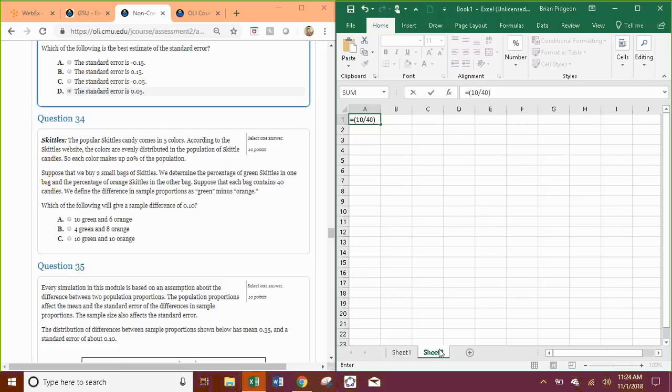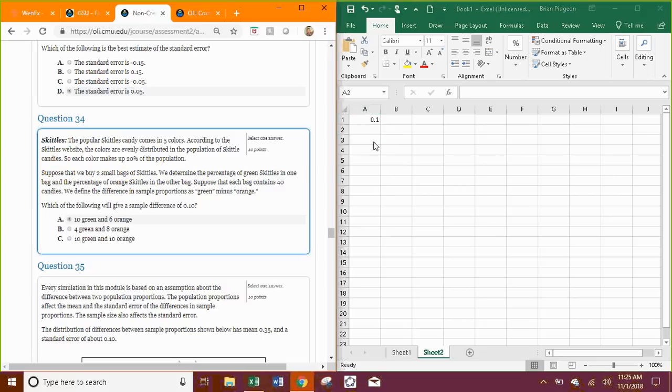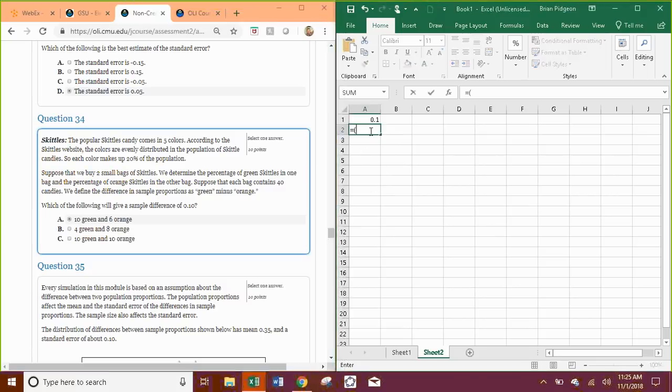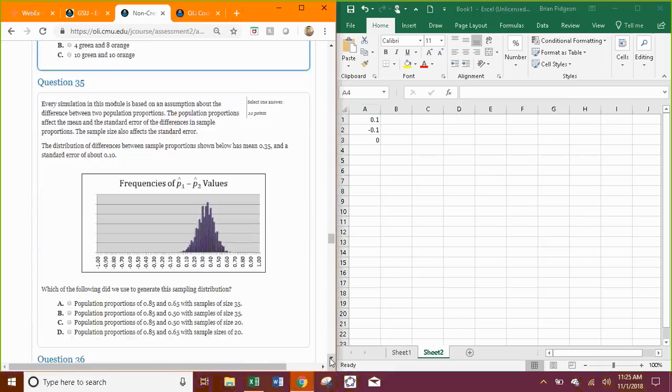Alright, so let's just say we have 10 green, do 10 divided by 40. That's the proportion of green in the first bag, minus 6 out of 40, the proportion of orange, 0.1. Oh, there you go. And you can even see, let's just do the other ones. That would be 4 out of 40 minus 8 out of 40, negative 0.1. And then we do 10 out of 40 minus 10 out of 40, which is 0.